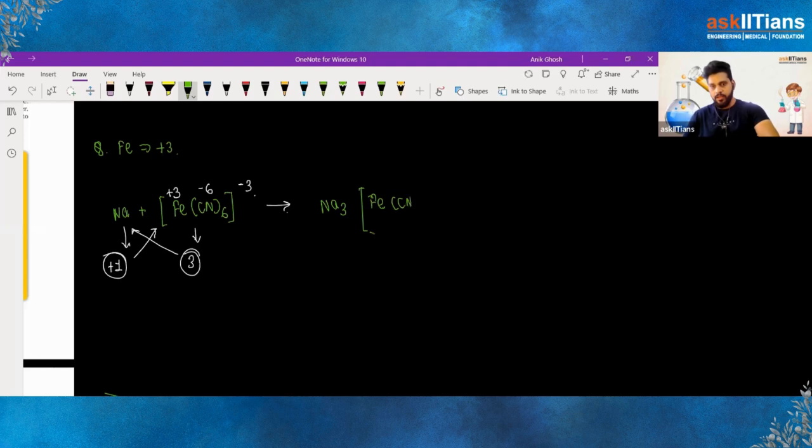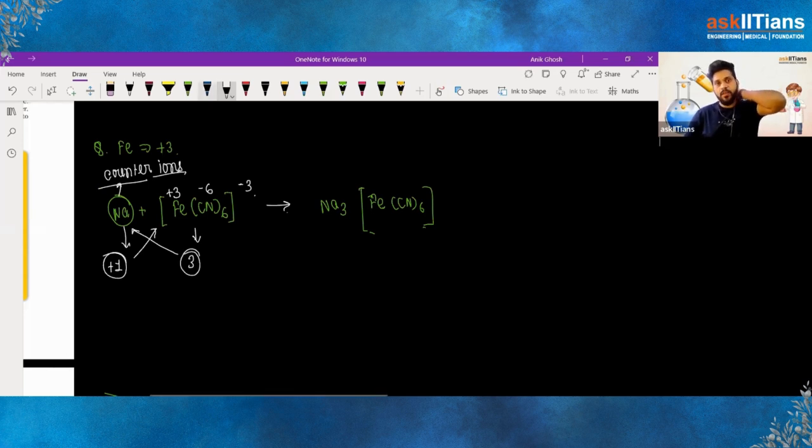Na3[Fe(CN)6]. That's the compound. Understood, guys? So you have both ionic compound as well as covalent coordinate compound in this kind of molecule. The ones that are there to neutralize the molecule are called the counter ions. Okay, so this is the entire part.